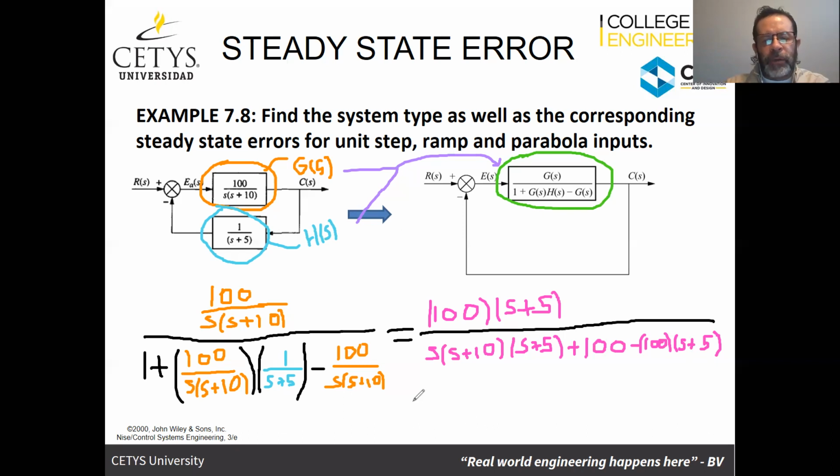And the result we're going to have, and I'm going to write that down in green, which is what we're looking for, the forward transfer function, is going to be, the numerator we can leave as it is. We can just leave it as 100 times S plus 5. That's fine.